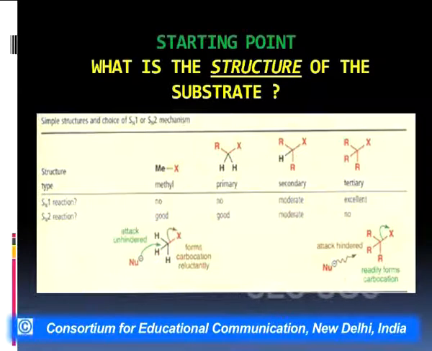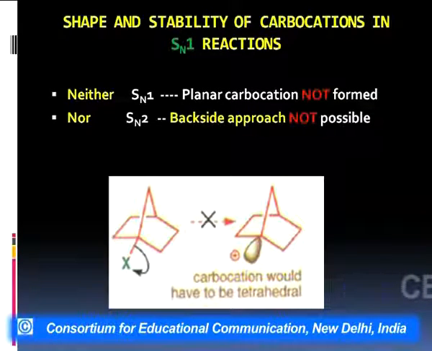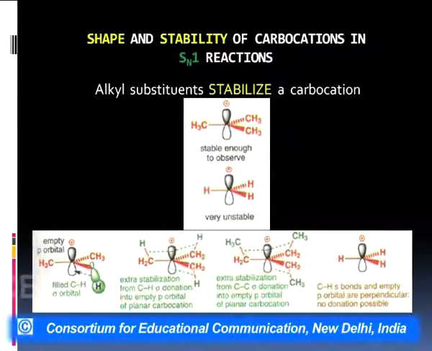So now we have to look into the stability of the carbocations which are being formed. But in certain cases, we have a carbocation like this. In this case, the carbocation is not planar. So the SN1 mechanism is not possible, and if we look into the backside attack, that is also not possible. So this will neither undergo the SN1 mechanism nor the SN2 mechanism.